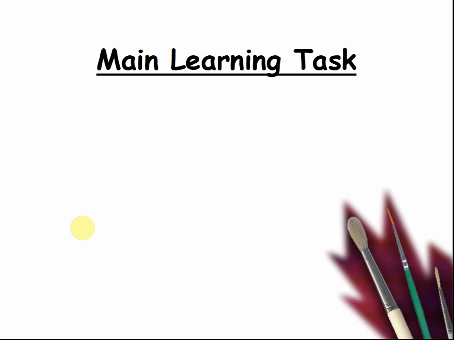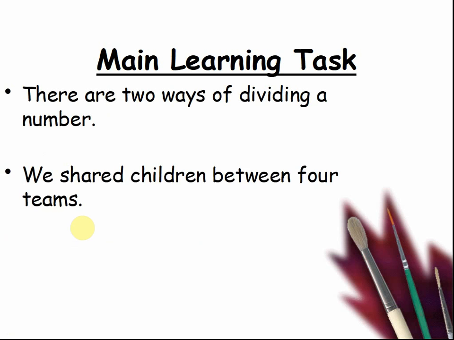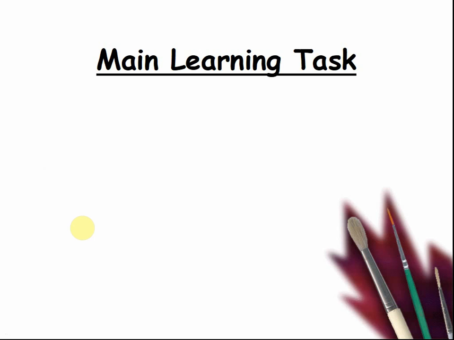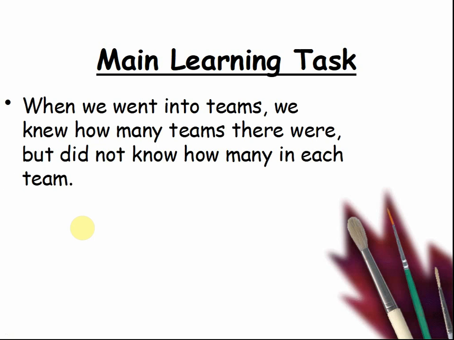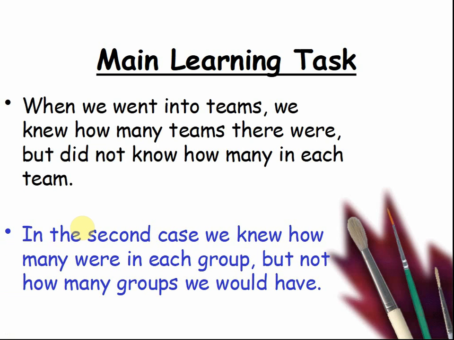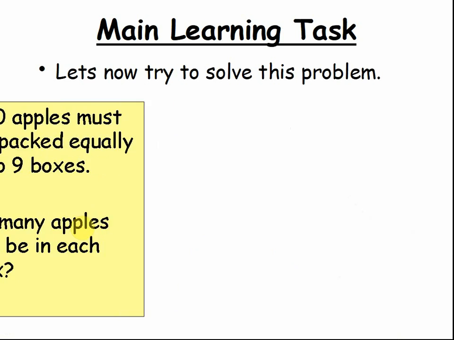Main learning task. There were 2 ways of dividing a number. We shared children between 4 teams. We grouped children into 4s. When we went into teams, we knew how many teams there were, but did not know how many in each team. In the second case, we knew how many were in each group, but not how many groups we would have. Let's try to solve this problem.